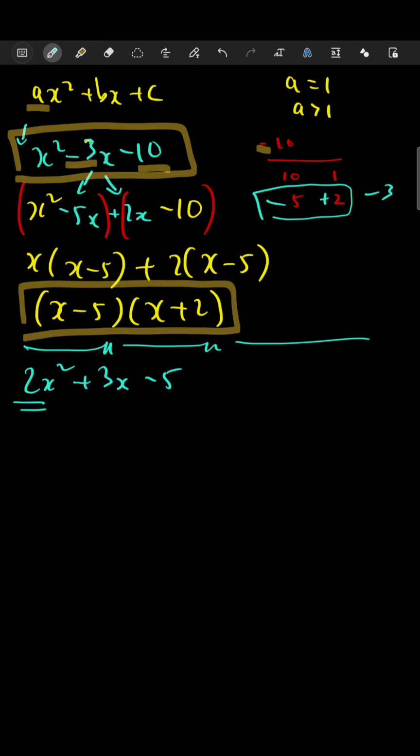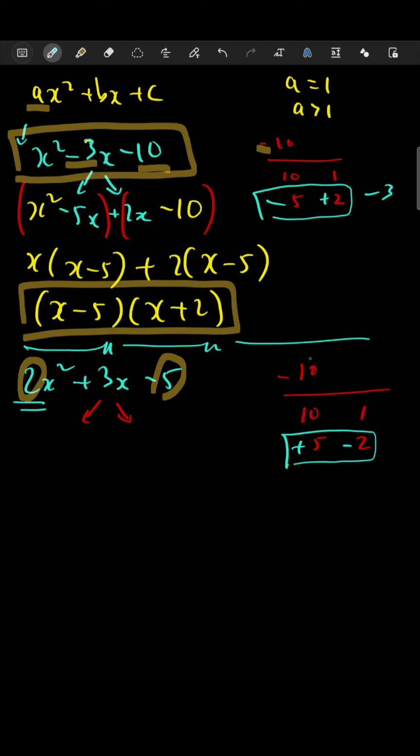So the first step is to multiply 2 with negative 5 to get minus 10 and look for the factors of 10. As before, we have 10 and 1, 5 and 2. The idea is that these factors should multiply to minus 10 but add up to positive 3. We have to split the middle term into two parts as before. Plus 5 and minus 2 would work, because if you multiply them you get minus 10, and if you add them you get positive 3. So we have 5x minus 2x, which will give us 3x.